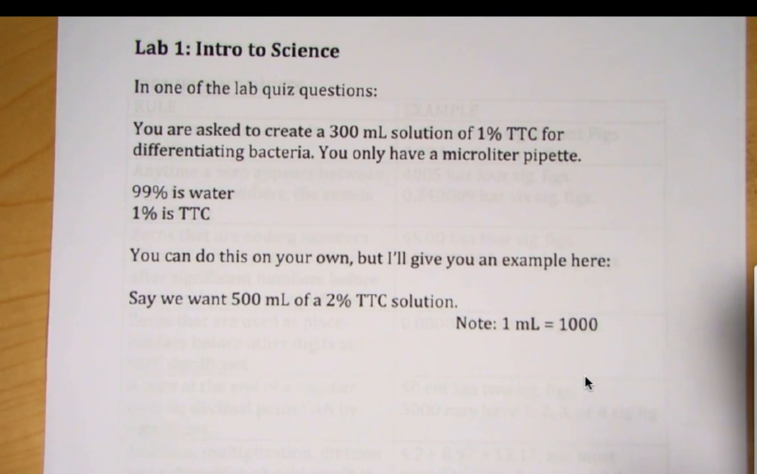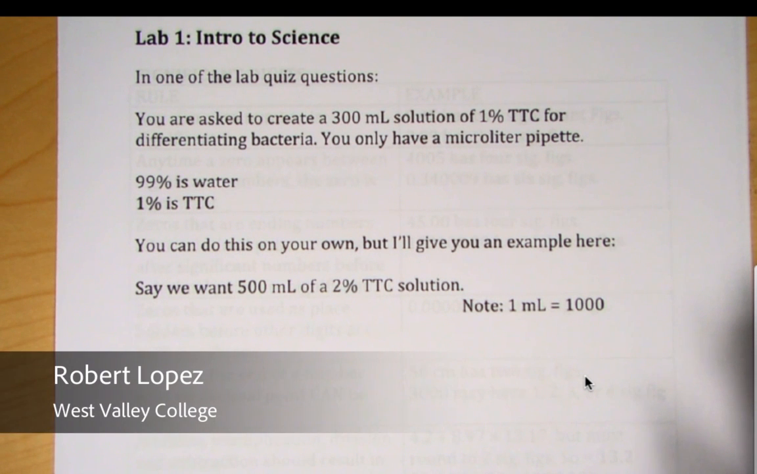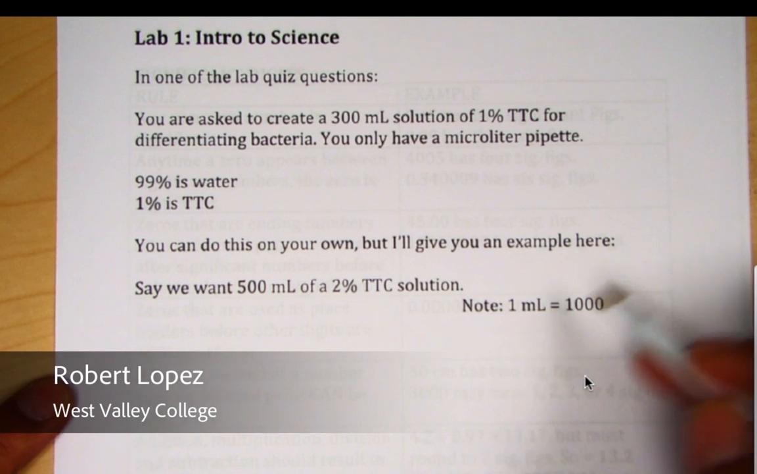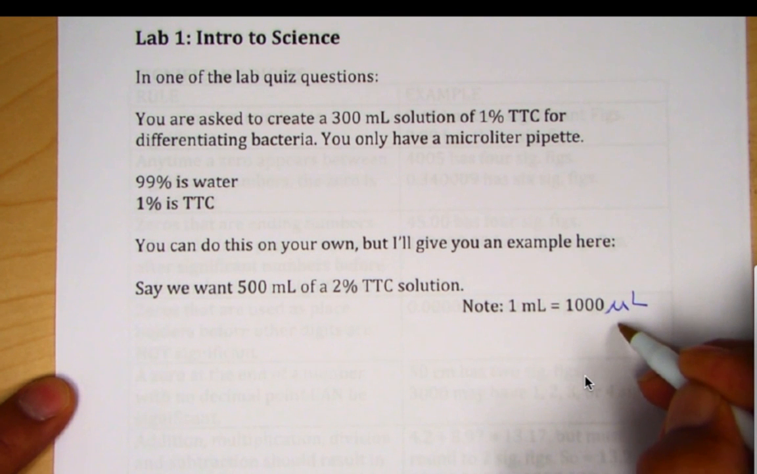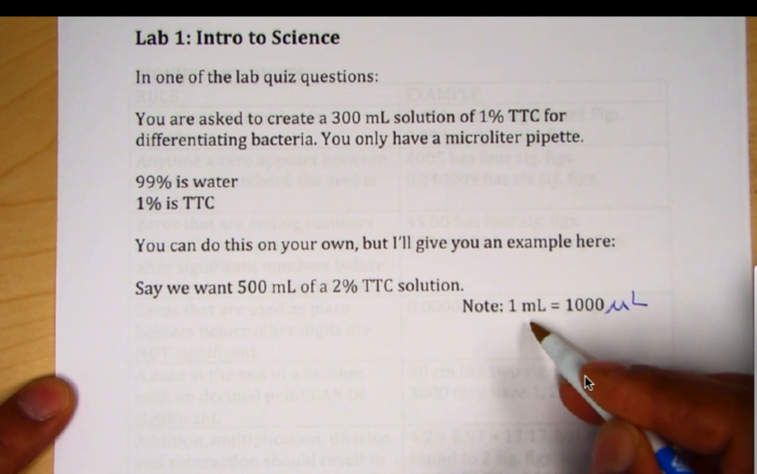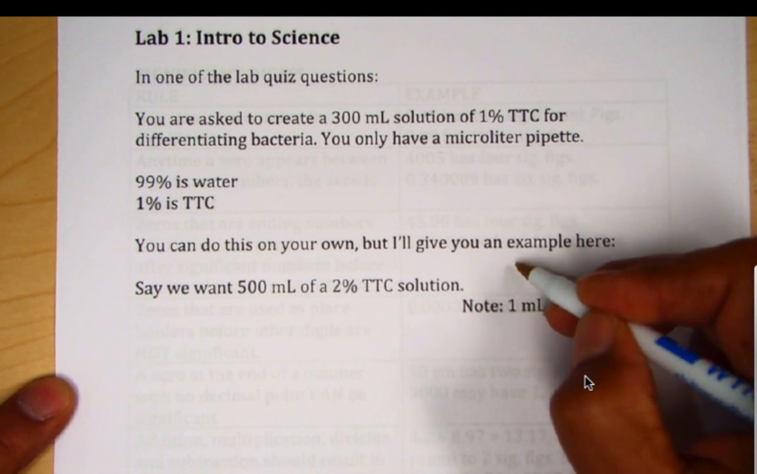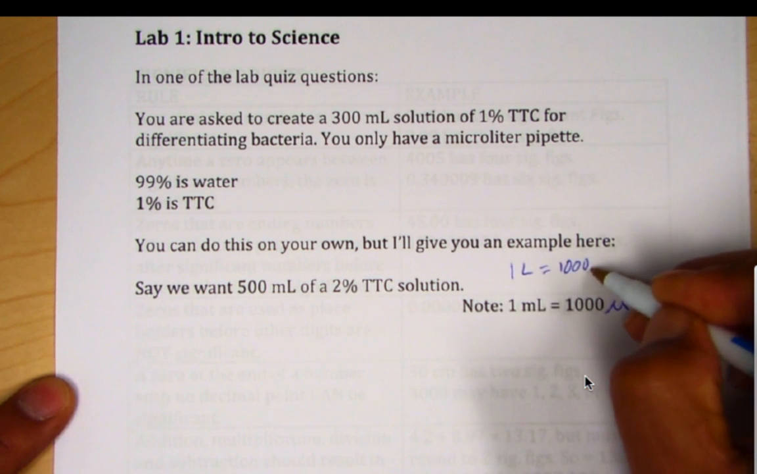There's a lab, in fact I did this problem in your online lab, and it was a little difficult because we need to know that one milliliter is 1,000 microliters, right? This funny symbol here is a Greek letter mu, but it's for micro because we already use m for milli. So there's 1,000 microliters in 1 milliliter. And the other way to think about it, in 1 liter there's 1,000 milliliters.